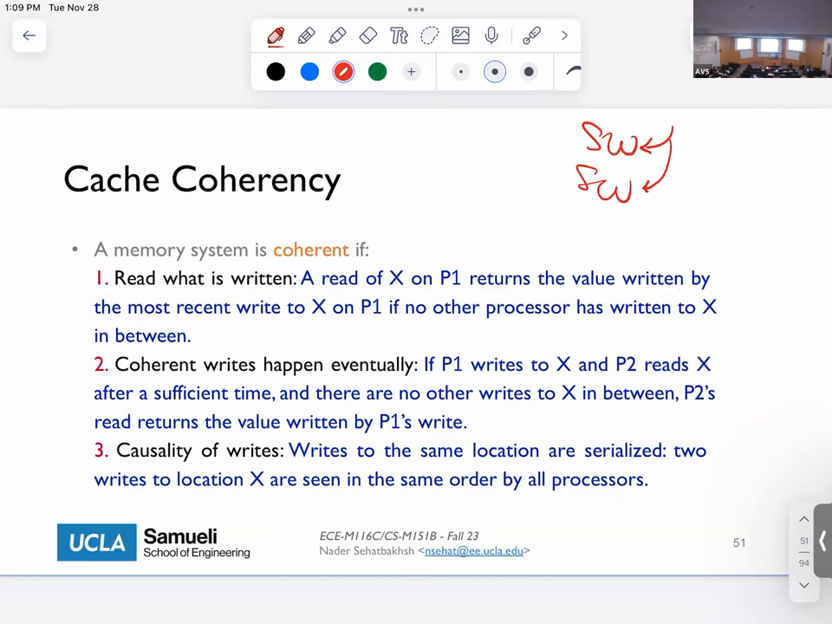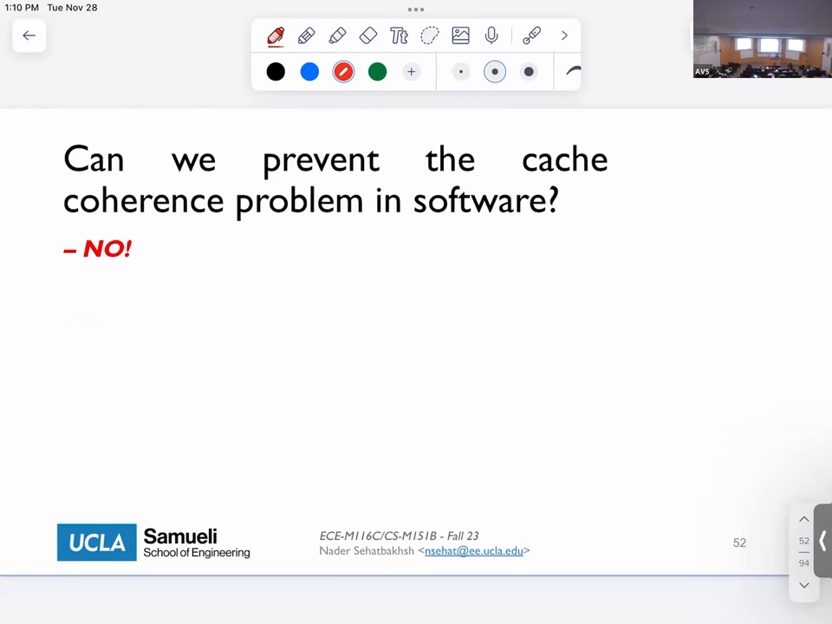And then these two things are kind of the same thing in some sense, that I need to see the writes in my own cache. I need to also see the writes that happen by the other cores, okay? So these two together give me this most updated copy, and then I need to see the correct order of these writes as well. If I have all these three, then I'm going to have a coherent cache.